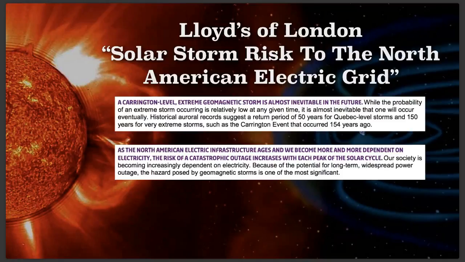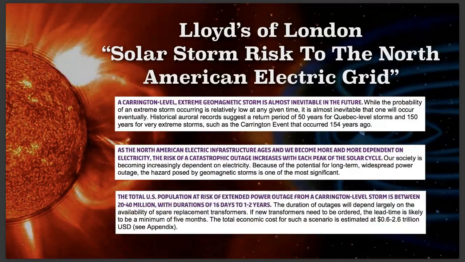As the North American electric infrastructure ages and we become more and more dependent on electricity, the risk of a catastrophic outage increases with each peak of the solar cycle. Our society is becoming increasingly dependent on electricity. Because of the potential for long-term, widespread power outage, the hazard posed by geomagnetic storms is one of the most significant. Now listen to this. The total U.S. population at risk of extended power outage from a Carrington-level storm is between 20 to 40 million, with duration of 16 days to 1 to 2 years.